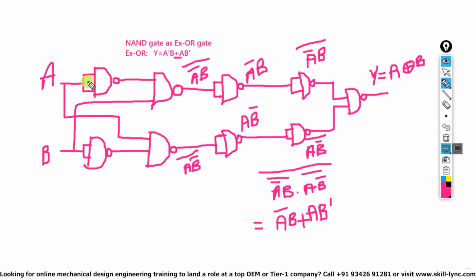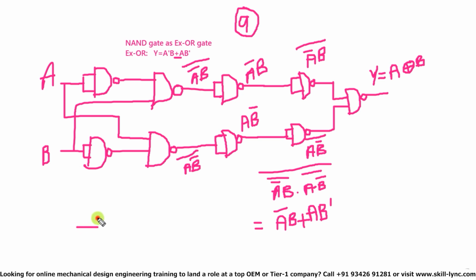Now see how many total NAND gates are required. 1, 2, 3, 4, 5, 6, 7, 8 and 9. So a total of 9 NAND gates are required for this implementation of the exclusive OR gate. Now you will see one thing, that 9 NAND gates are too much to implement an exclusive OR gate.